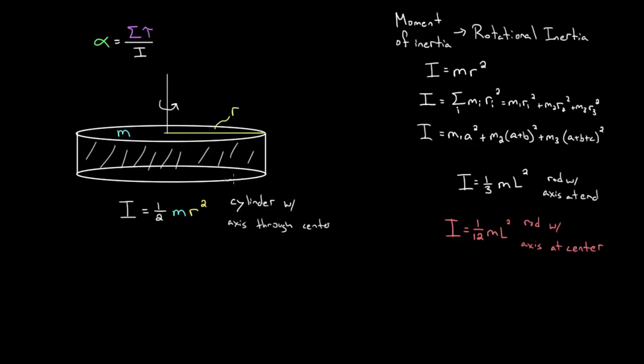It's not enough to just say, hey, I gave you a rod. What's the moment of inertia? Because you've got to know, well, where's the axis? If someone just hands you something and says, what's the moment of inertia of this? You can't give them an answer until they've specified where they want you to rotate the object around.